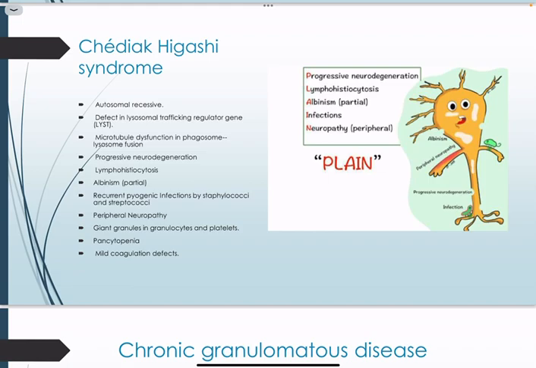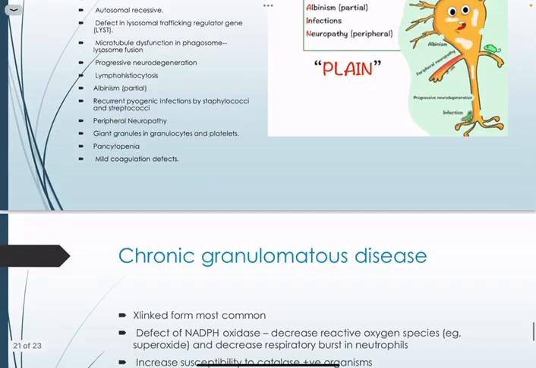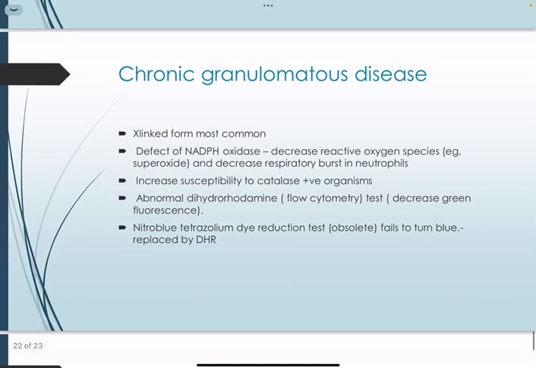I think this is the last slide. Yes, CGD, or chronic granulomatous disease. Have you ever heard of this? Okay.